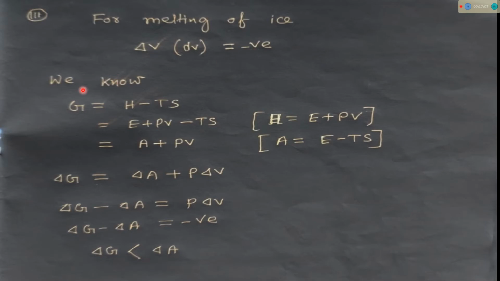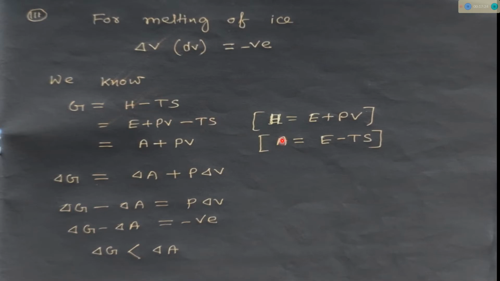Now we all know that Gibbs free energy is equal to H minus TS. So G equal to H minus TS. Again we know H is equal to E plus PV. So here we can write E plus PV in place of H. So now minus TS.